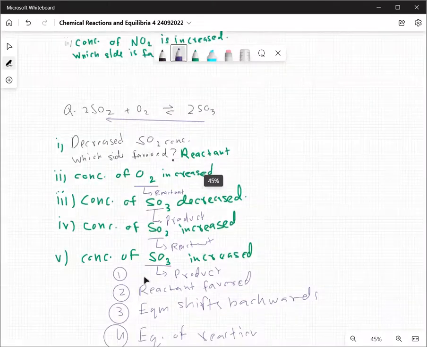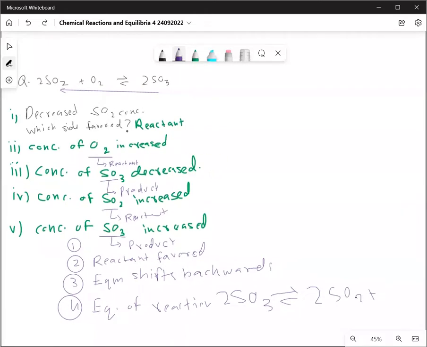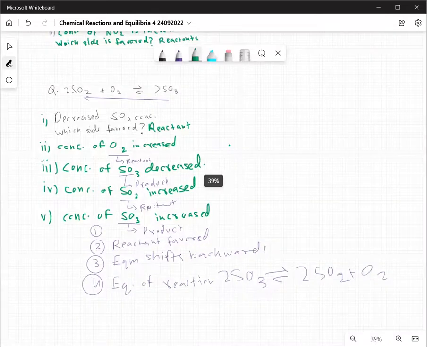It will be 2SO3 gives us 2SO2 plus O2. Is that clear? Yes. Yeah. That's okay.